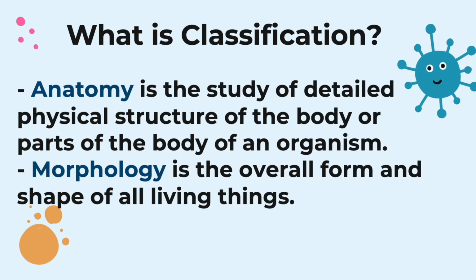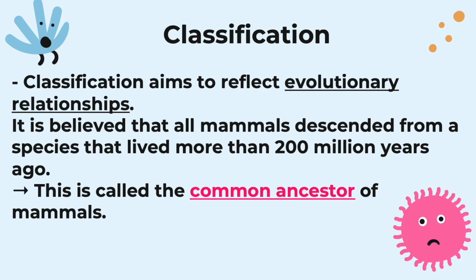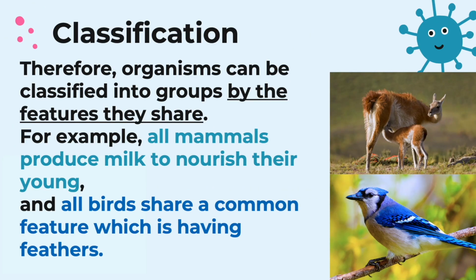Scientists look at anatomy, the detailed structure of organisms, and morphology, their overall shape and form. For example, birds and bats both have wings, but their internal structures are very different. Classification helps us understand evolutionary relationships. All mammals, from tiny mice to giant whales, share a common ancestor that lived over 200 million years ago. This is called the common ancestor of all mammals. Therefore, organisms are put into groups when they have common features. That's why all mammals produce milk for their young and birds have feathers. It's a shared trait passed down through generations.